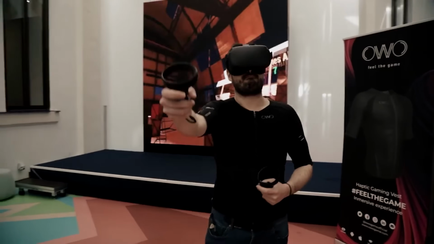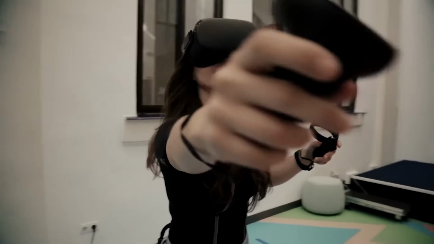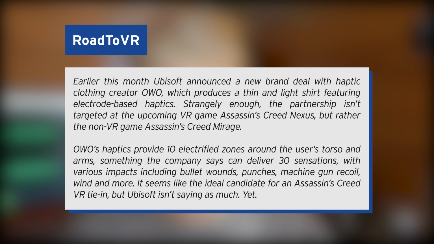Next piece of news. Ubisoft is going to support Haptics Vest in Assassin's Creed Mirage, but no word yet on the Nexus VR game. Earlier this month, Ubisoft announced a new brand deal with haptic clothing creator OWO, which produces a thin and light shirt featuring electrode-based haptics. Strangely enough, the partnership isn't targeted at the upcoming VR game, Assassin's Creed Nexus, but rather the non-VR game, Assassin's Creed Mirage.